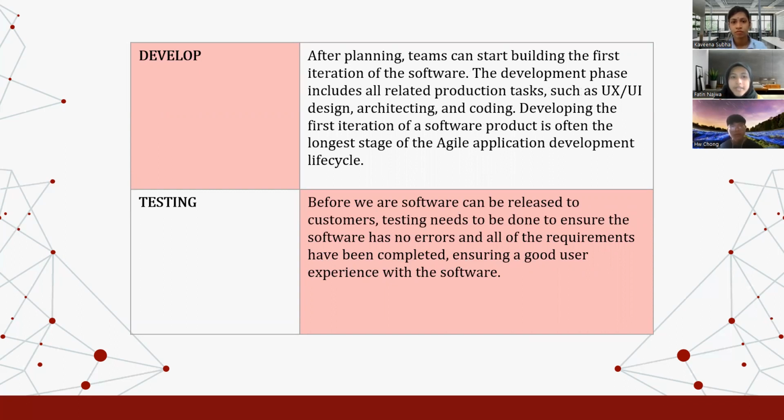Develop. After planning, teams can start building the first iteration of the software. The development phase includes all related production tasks such as UX or UI, design, architecting, and coding. Developing the first iteration of a software product is often the longest stage of the agile application development lifecycle.